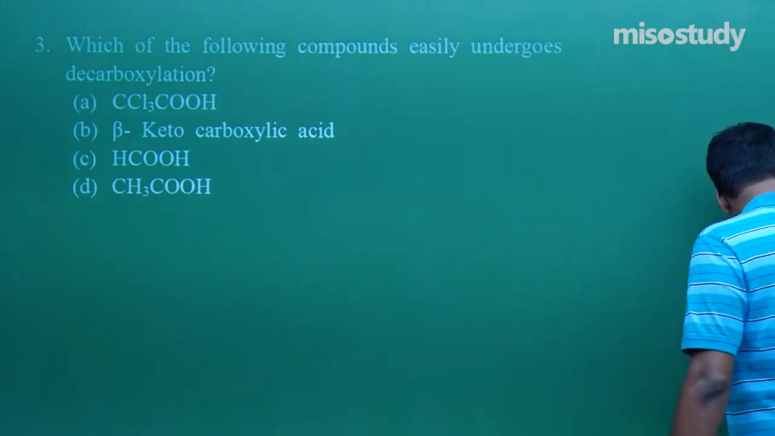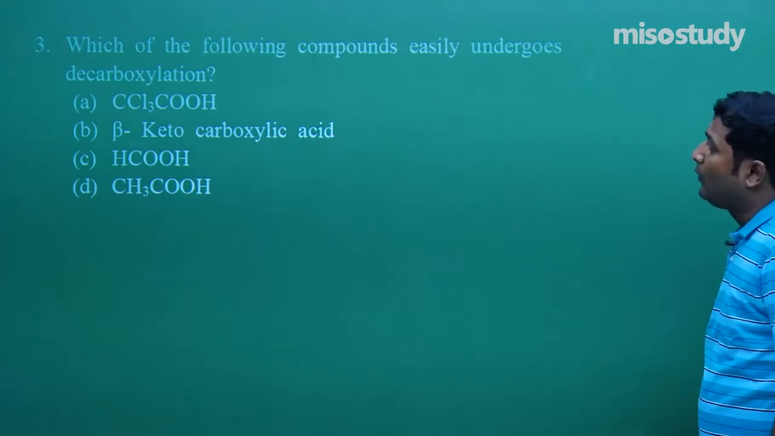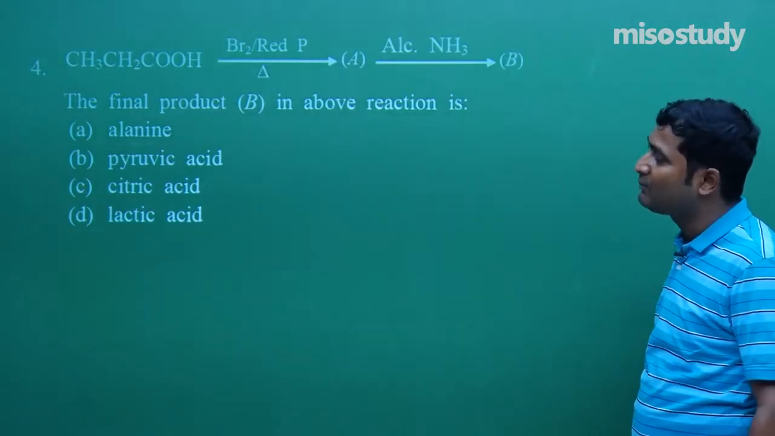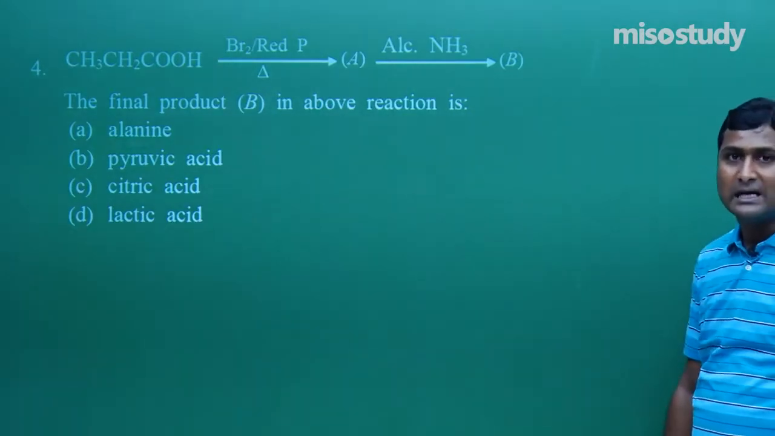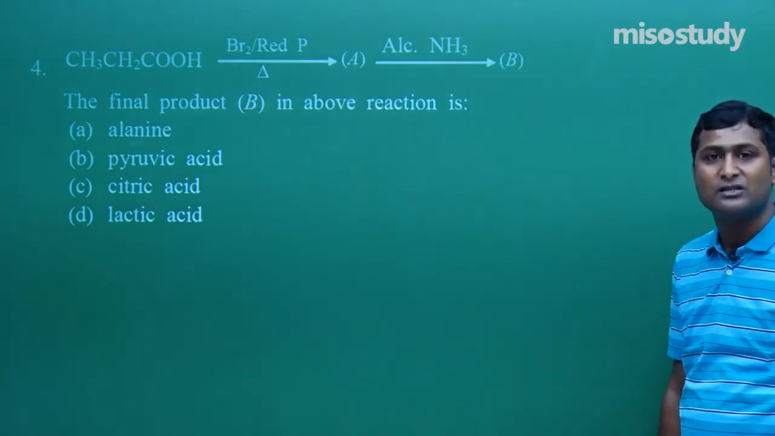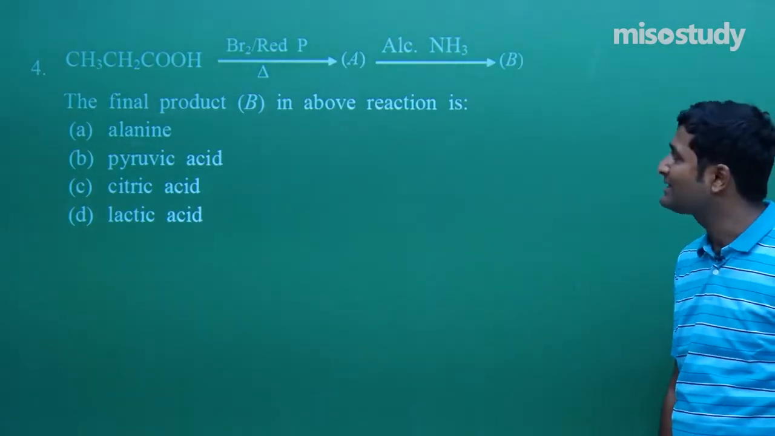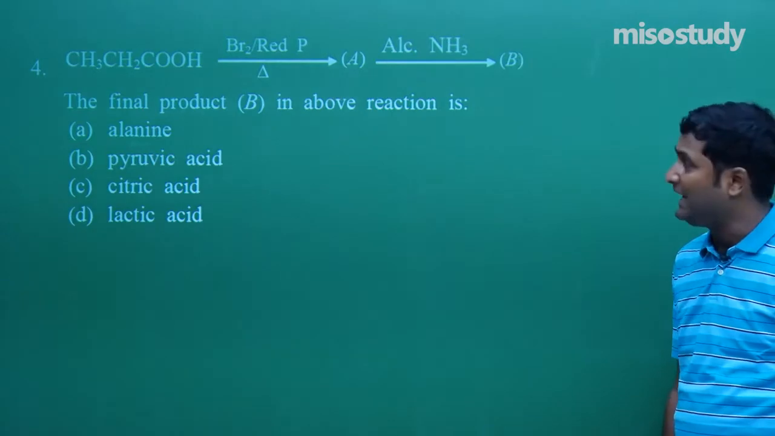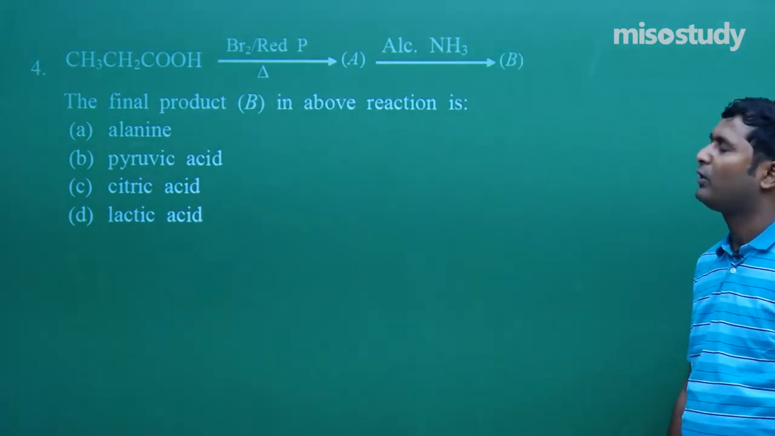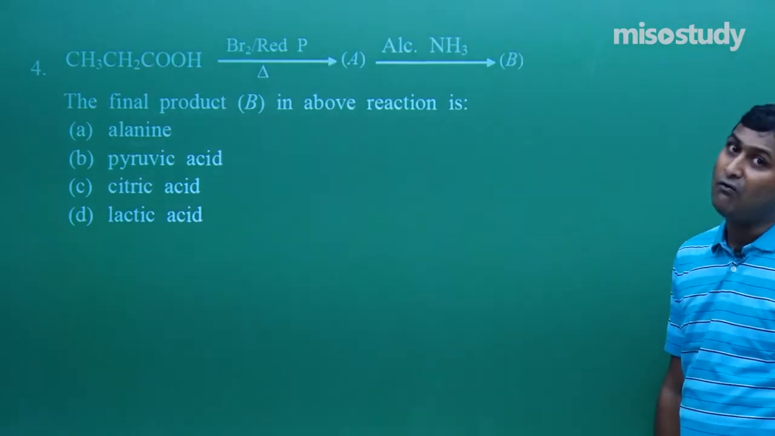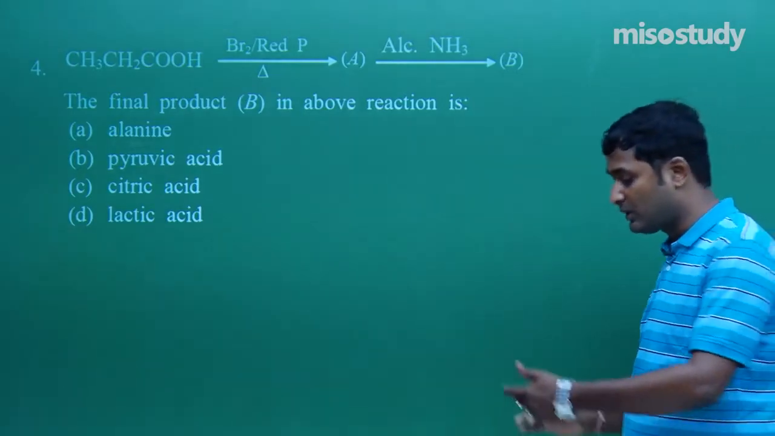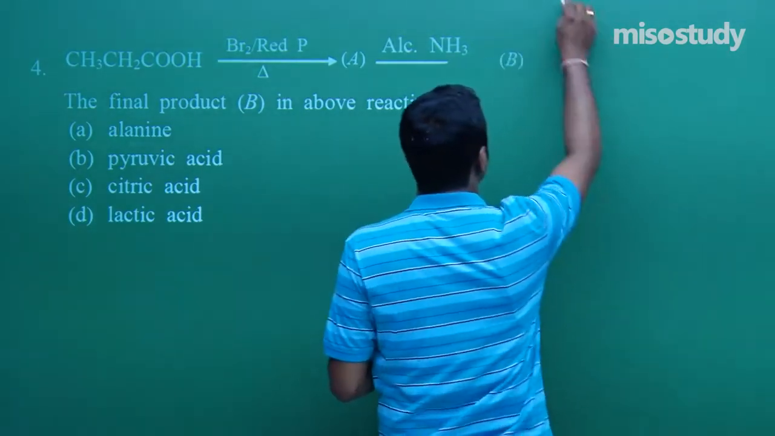Now let's move to question number 4. It's your turn, you have to solve it. It is given here: CH3CH2COOH with Br2 in presence of red phosphorus gives a product A, which on treatment with alcoholic NH3 gives a product B. The question is, find the product B. Now how to solve the question? Listen carefully to what I'm telling.